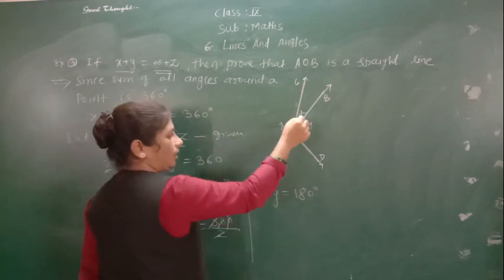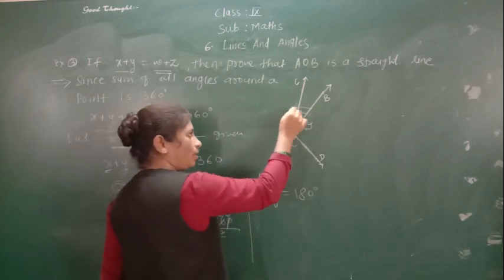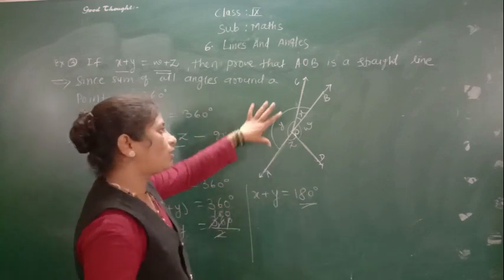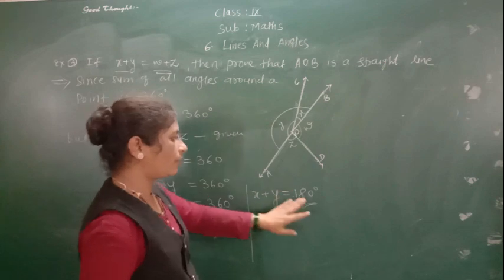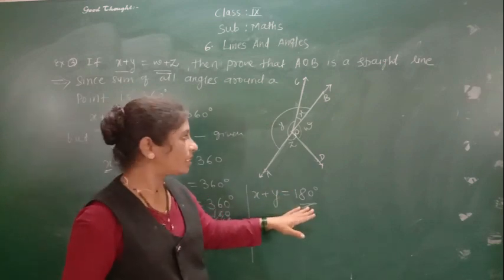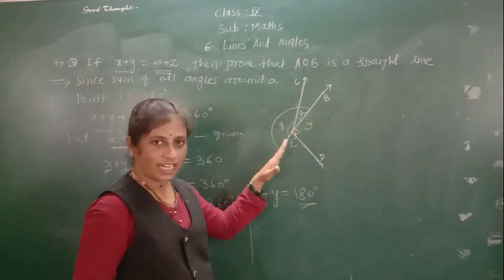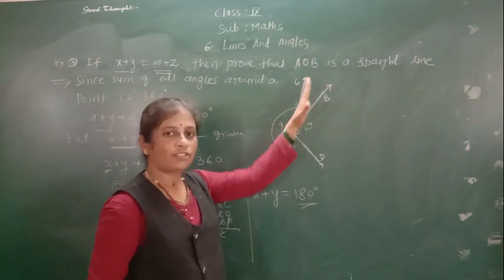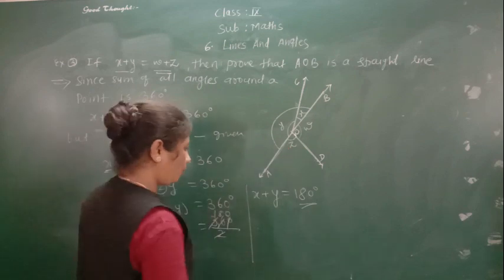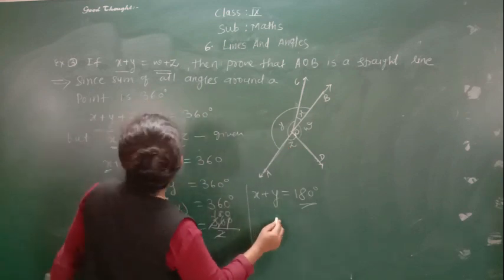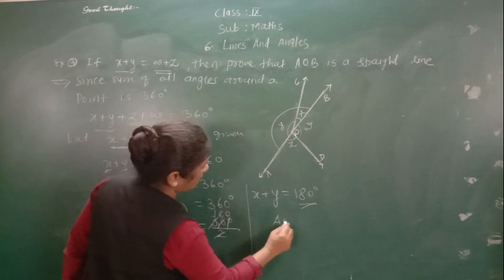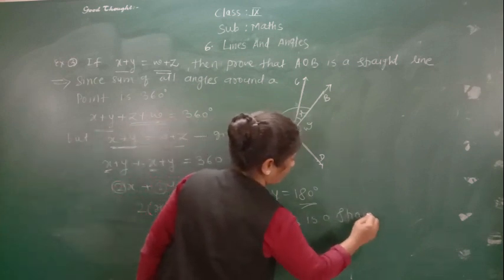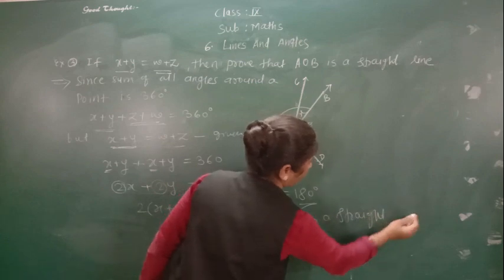Okay. Now this x plus y, the sum of these two angles, forms a 180 degree measurement, right? So when these two angles, or any two adjacent angles, form a 180 degree measurement, it means that they are on a straight line. They are forming a linear pair of angles. Linear pair means angles on a straight line. Okay, so we can write here that AOB is a straight line. Understood?